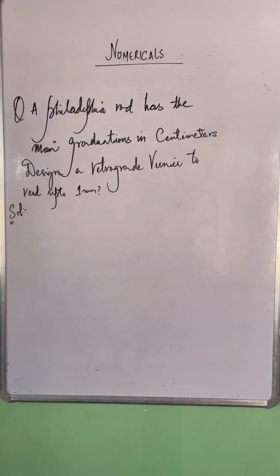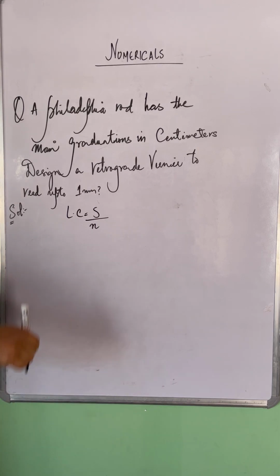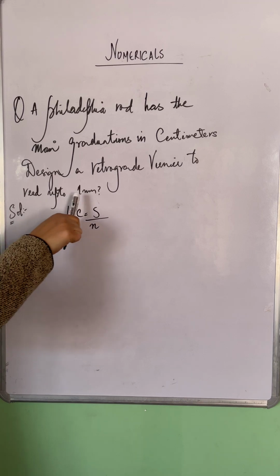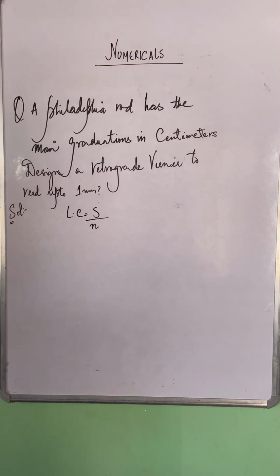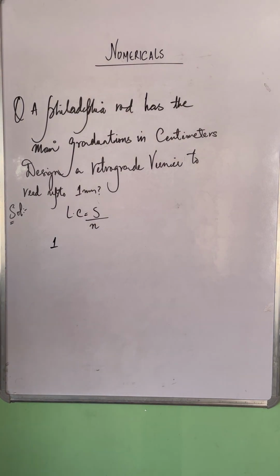What is a retrograde vernier? A retrograde vernier is a vernier in which N divisions of the vernier scale correspond to N plus 1 divisions of the main scale. So we have to design a retrograde vernier in this case. So least count, as we know, is equal to S by N. Least count is given. We have to design a retrograde vernier such that it may read up to 1 mm. That means its least count is 1 mm. What is least count? Least count of the instrument is the smallest reading that it can measure.